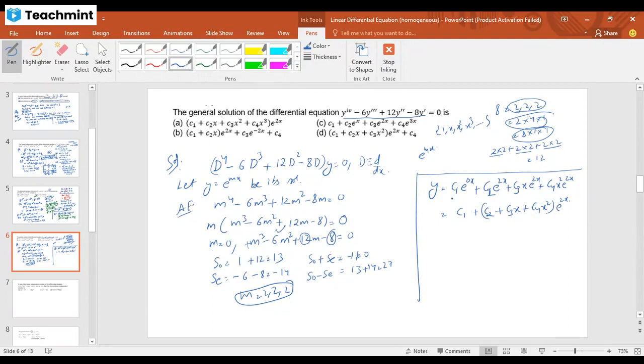So let us see which of the options is the correct one here. The correct option is option D only, because three roots are 2 and one root is 0. So obviously these are not the correct options.